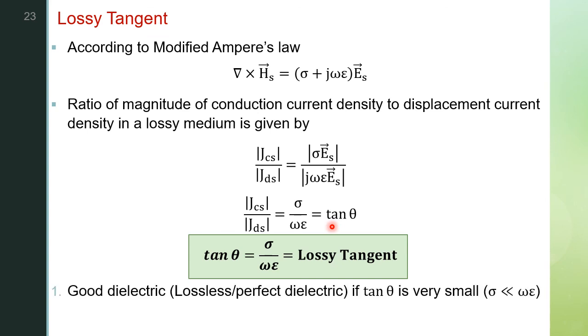Now, depending upon the value of sigma and epsilon, we can decide whether it is a good dielectric or a good conductor. If sigma is very much less than omega epsilon, that is, if sigma is less, tan theta is very small. That means this material is a lossless or perfect dielectric. But if sigma is very much greater than omega epsilon, then tan theta is very large. So that comes under the category of a good conductor.